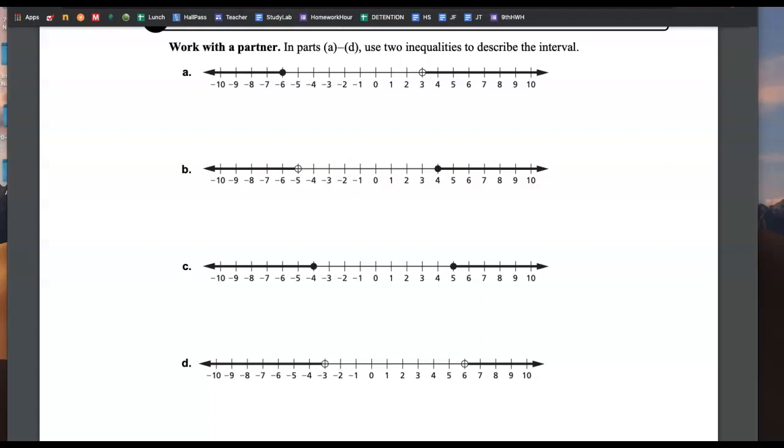A. What did you have for the two inequalities? Levi? X is less than or equal to -6. Okay. X is greater than or equal to 3. Good. Next one, Maddie? Did he say and? No, you just said or. X is less than -5 or x is greater than 4. Greater than or equal to? Yeah. Emma, the next one?